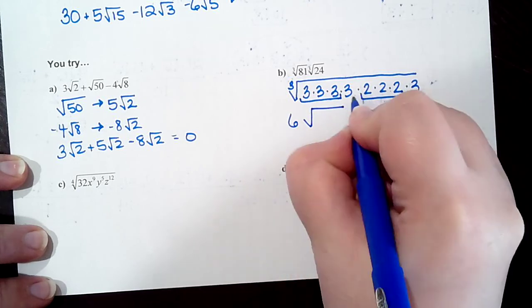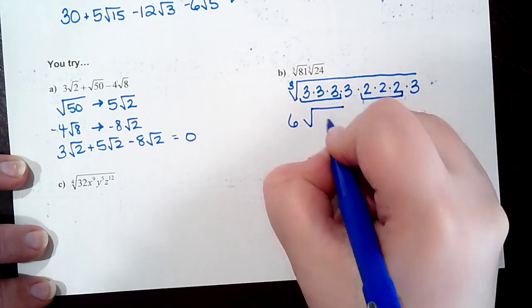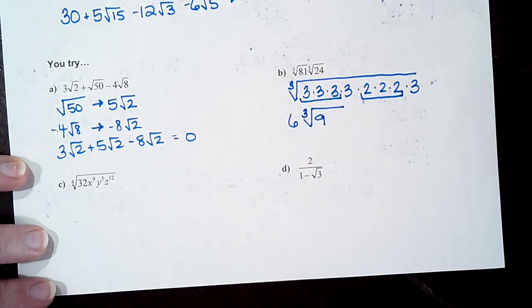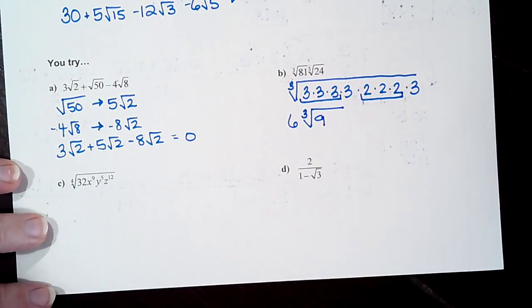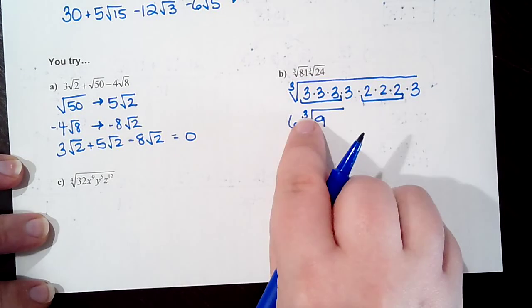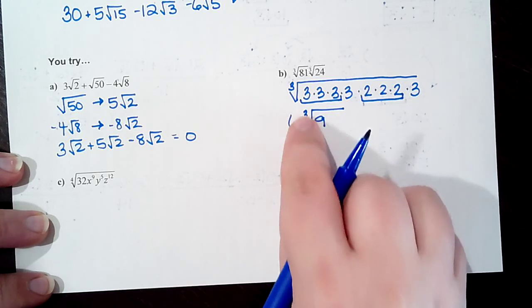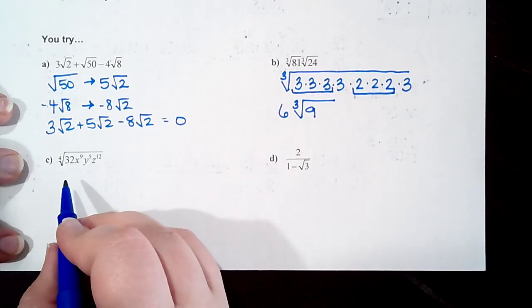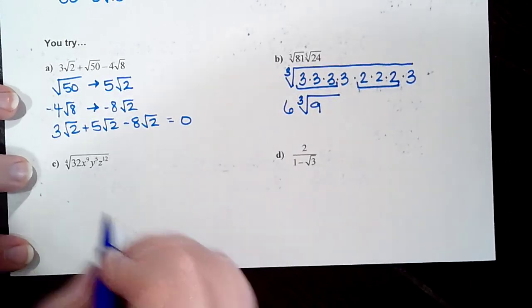What's left on the inside? 3 times 3 is 9. Why can we not simplify the cubed root of 9? Well, because it doesn't break down nicely into a set of 3. Yes, it breaks down into a set of 2, but we are not looking for pairs in this case. We're looking for triples.